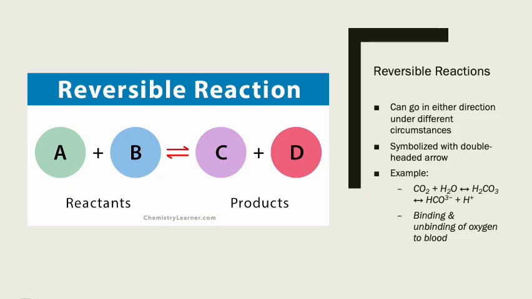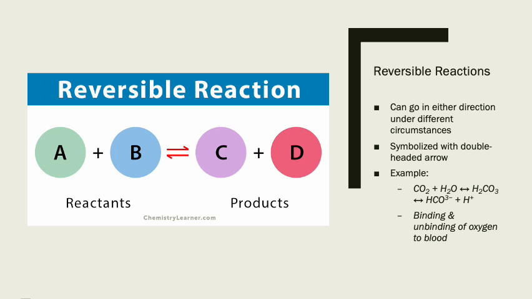Okay, so we have some reactions that are reversible, meaning they can go both ways. So a reversible reaction can go in either direction. So you can have products making reactants or reactants making products. Usually they go back and forth simultaneously. These reactions are shown with a double arrow. So if you look at this one, the arrows are going both directions.